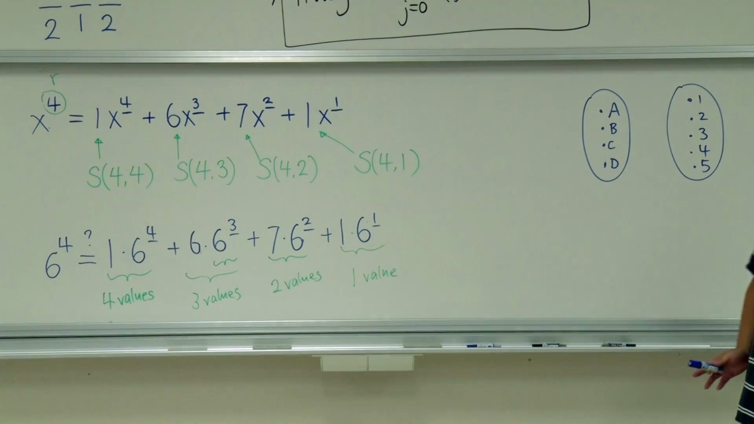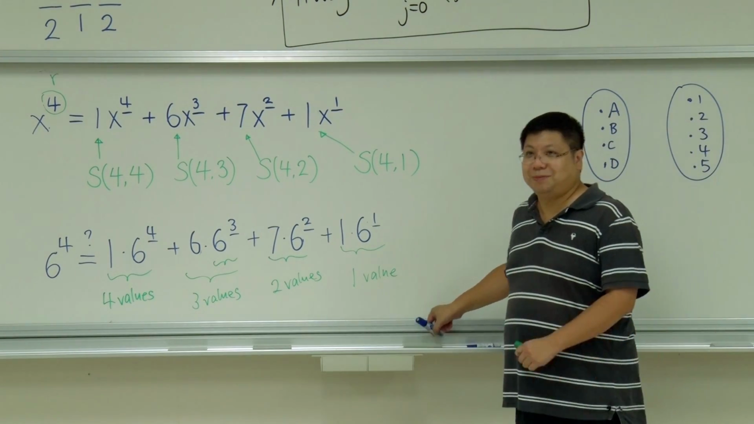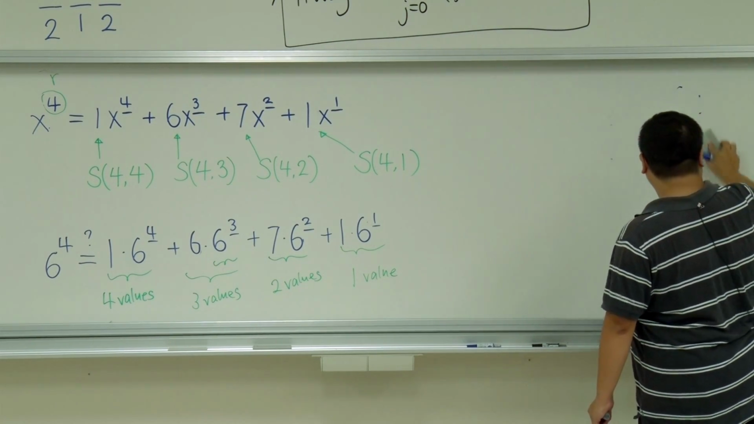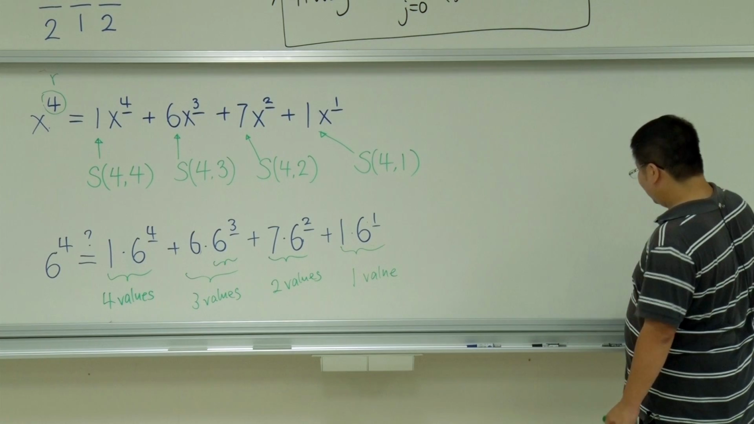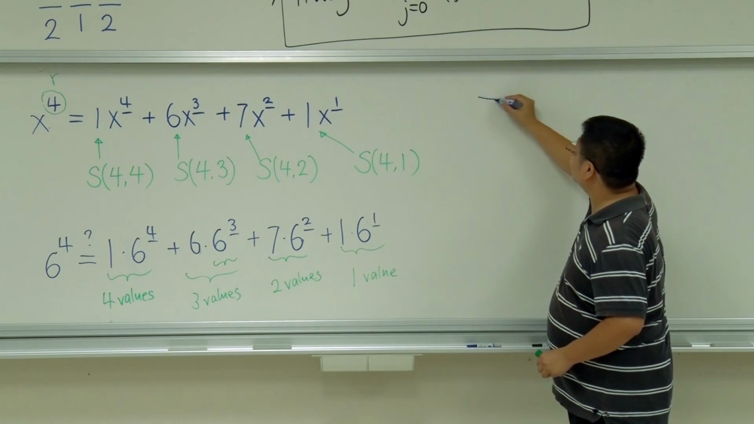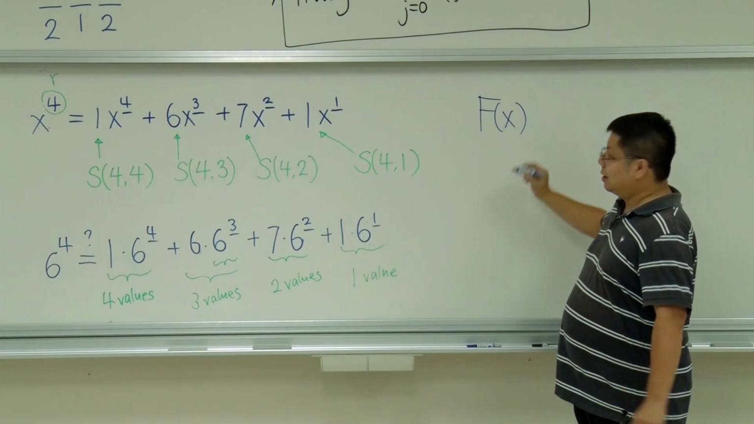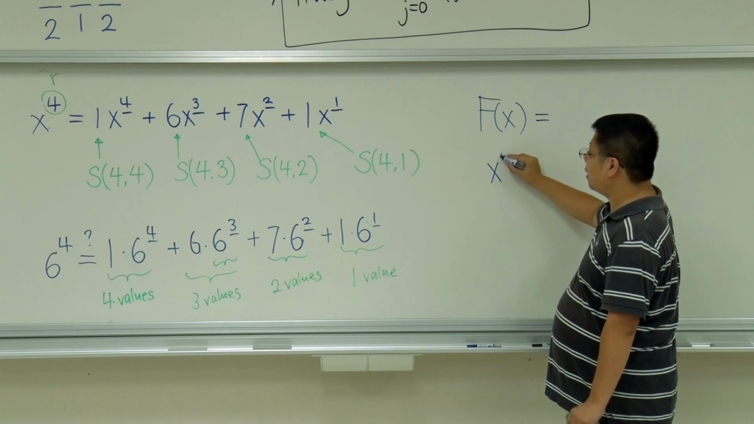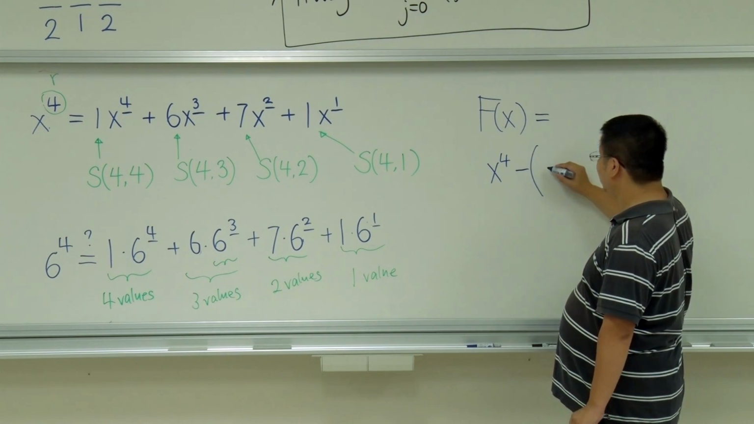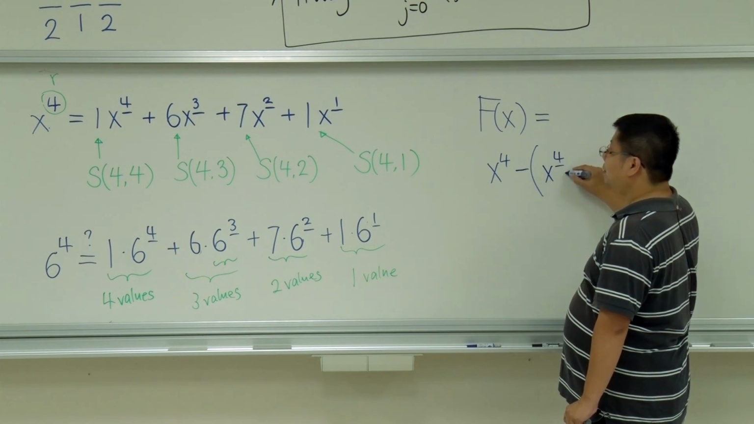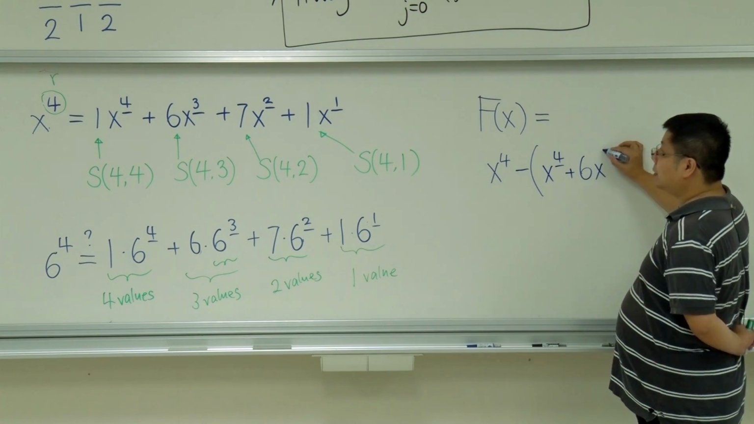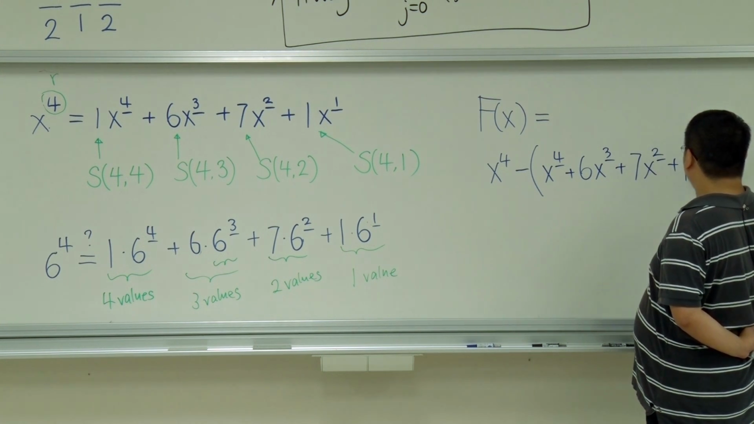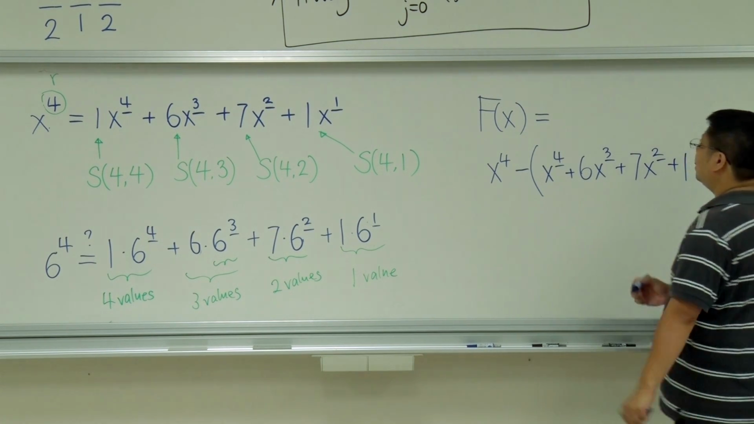Okay. So what does that mean? It means that if you consider this function, let's call it function x. Let's consider a function x, which is defined as the left-hand side minus the right-hand side. The left-hand side is x to the power 4 falling, minus the right-hand side: x to the power 4 falling plus 6x to the power 3 falling plus 7x to the power 2 falling plus x to the power 1 falling. Let's consider this function.